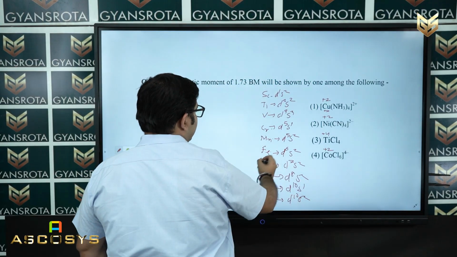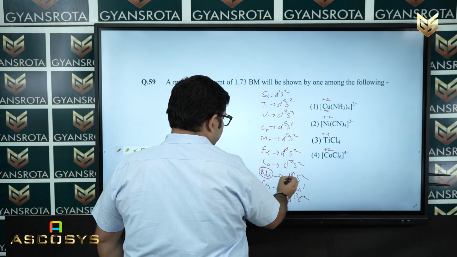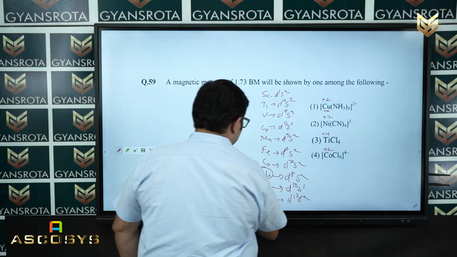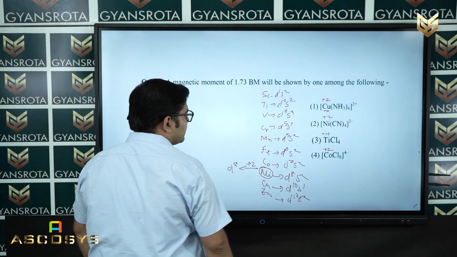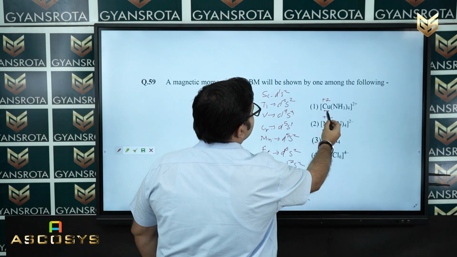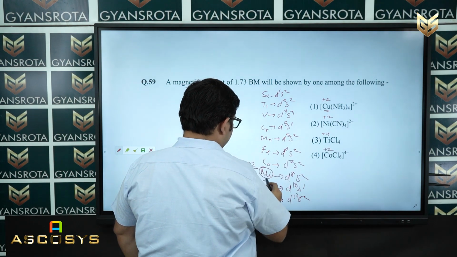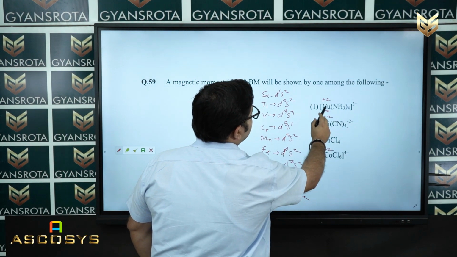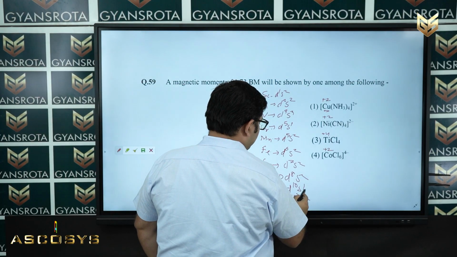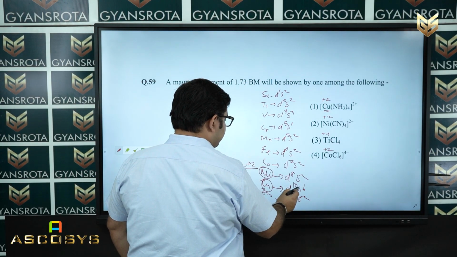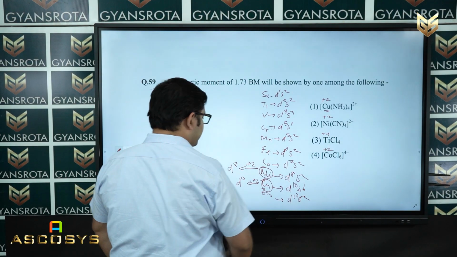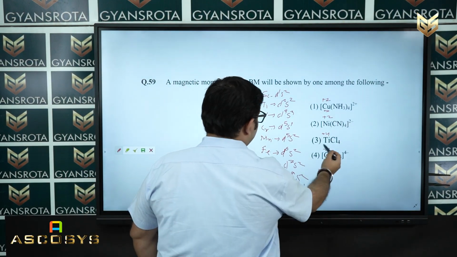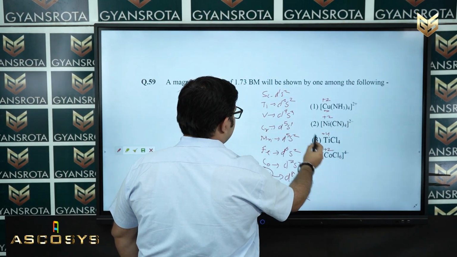Now, we require nickel, where it will be nickel, this one. So, it should be plus 2. So, nickel plus 2 configuration has d8. Now, for this one copper, Cu, we require plus 2. So, if I remove one from here and another one from here, it should be d9 configuration. Now, another one is Ti, and it will be plus 4.